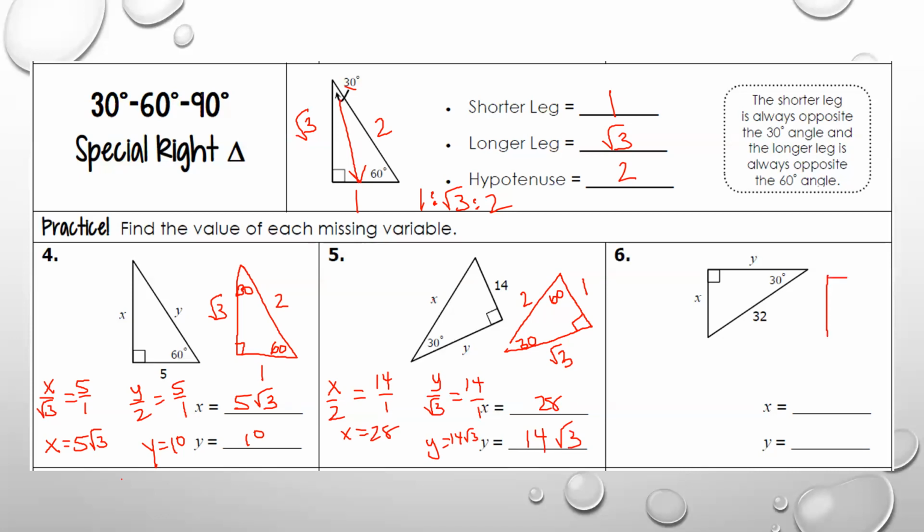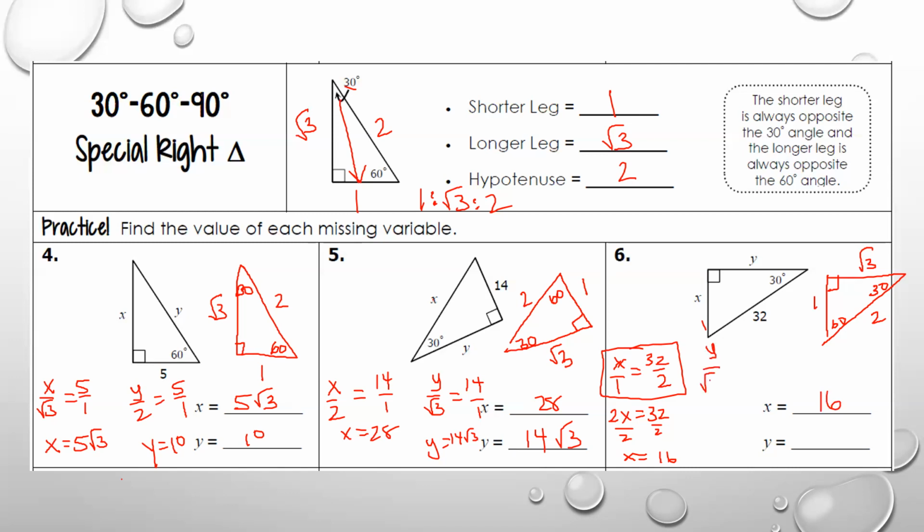Let's do the last one here, number 6. 30 will go here and 60 here, drawing it exactly facing the same way as the original problem. The short leg is 1, long leg root 3, hypotenuse 2. So x corresponds to 1 and 32 corresponds to 2. Cross multiply, I get 2x equals 32, divide by 2, I get x equals 16. If you recognized at that first step that x over 1 is just x and you just said 32 divided by 2, that's fine. Some students just really like the cross multiplying, so I went through the process for you just in case.